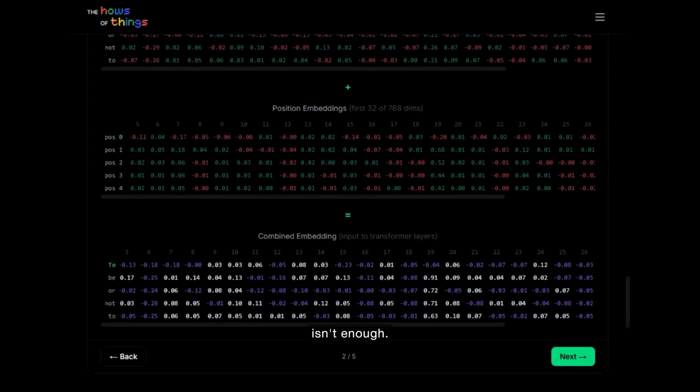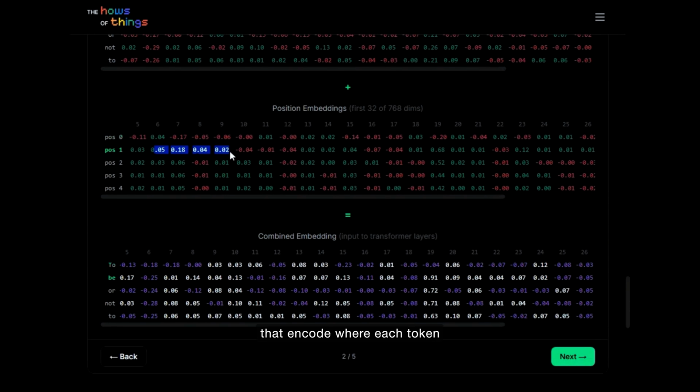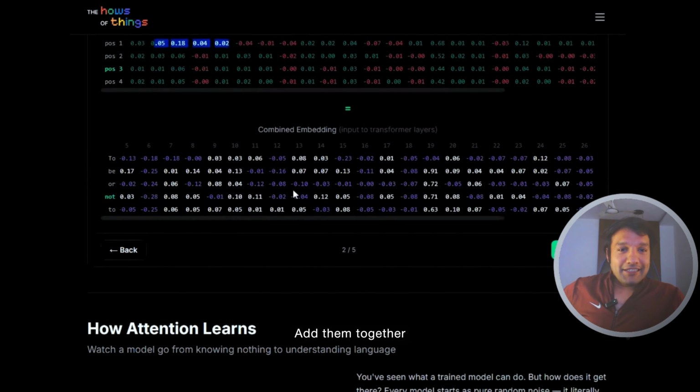But meaning alone isn't enough. The model also needs to know word order. "Dog bites man" and "man bites dog" have the same words but completely different meanings. So there's a second set of numbers, position embeddings, that encode where each token sits in the sentence. Position 0, position 1, position 2. Add them together and you get the combined embedding. Meaning plus position. This is what actually enters the transformer.